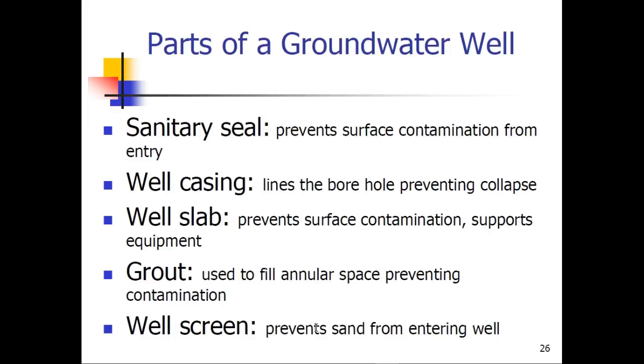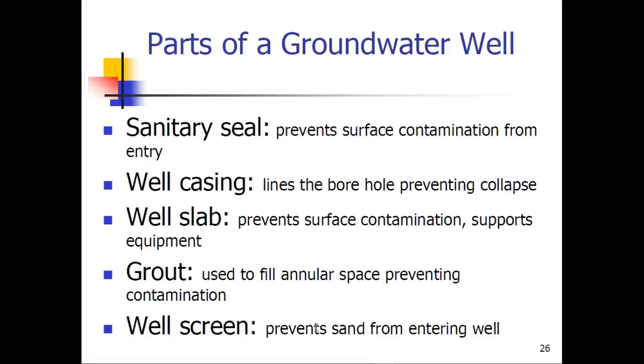So we have several parts of a groundwater well. We have a sanitary seal. It prevents surface contamination from entry into the well. It's a sanitary seal, and again, think about these words. A well casing lines the borehole and prevents the collapse.